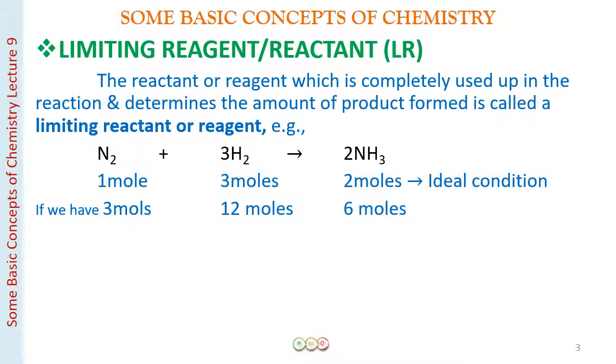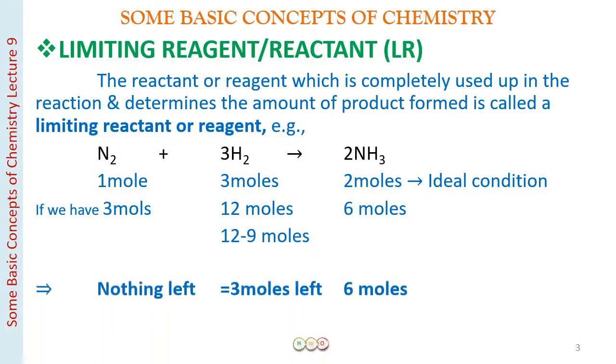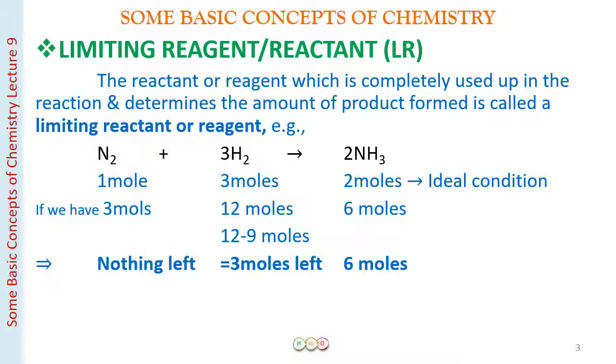But if we have 3 moles of N2 and 12 moles of H2, then what is going to happen? With 3 moles of N2, only 9 moles of H2 can react, right? 9 moles, and how much NH3 would be formed? That would be 6 moles. So what would happen to the excess moles present? So basically we would be having 12 minus 9 moles of H2 left, which is 3 moles left. Whereas of N2 nothing would be left and ammonia 6 moles would be formed, right?